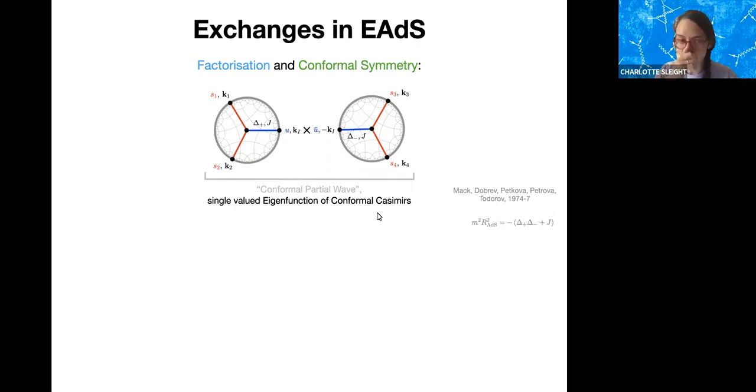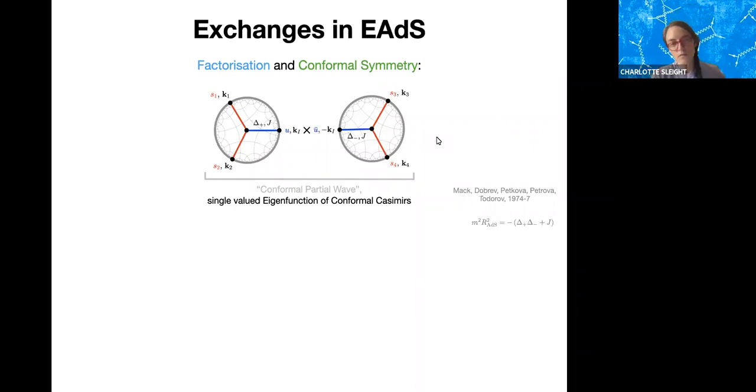So this object is consistent with factorization and conformal symmetry. It describes the on-shell exchange of a particle in anti-de Sitter space with a boundary condition that is fixed by the definition of the conformal partial wave itself. It's some linear combination of Dirichlet and Neumann.